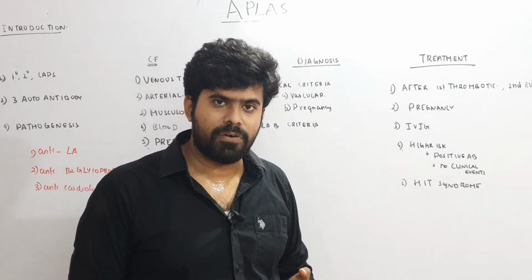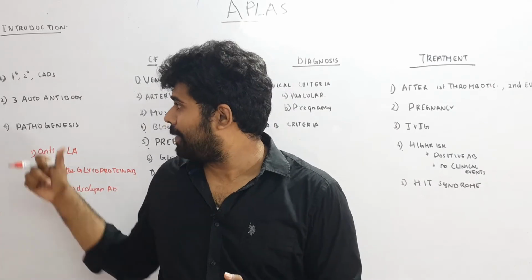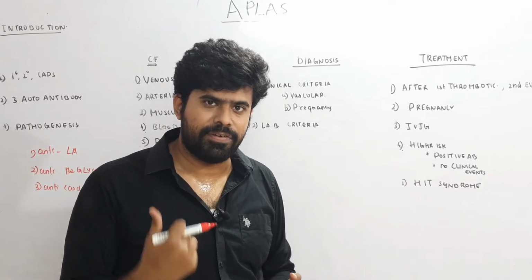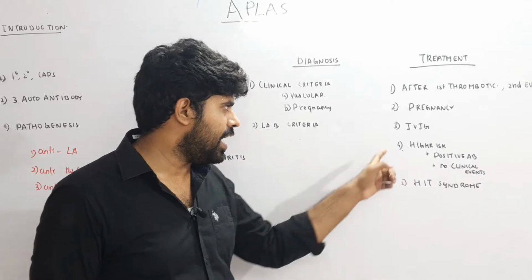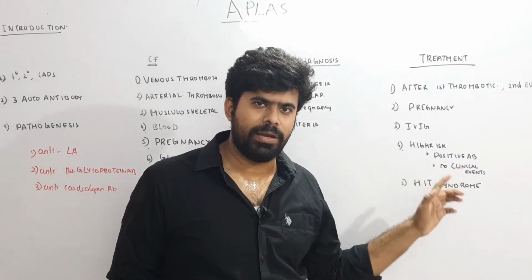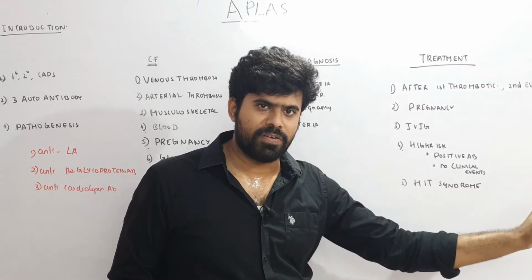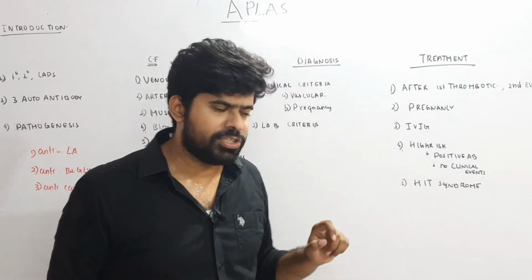If the patient has catastrophic APLA syndrome, or is refractory to steroid administration, then IVIG can be given at a dose of 400 mg per kilogram per day for a duration of 5 days. It can be used in refractory conditions.